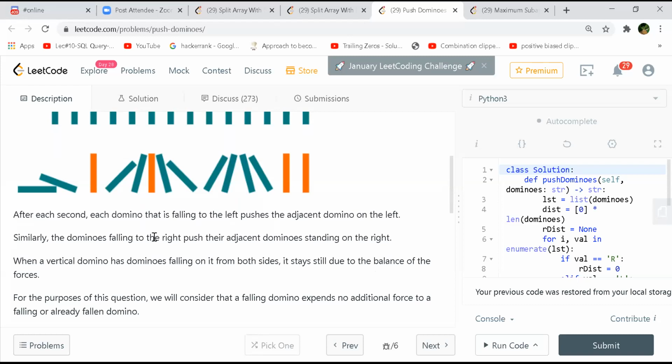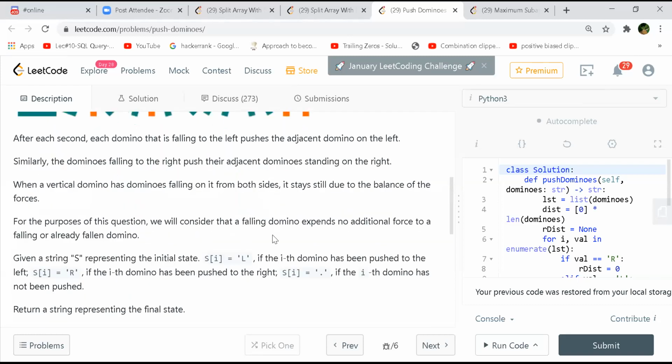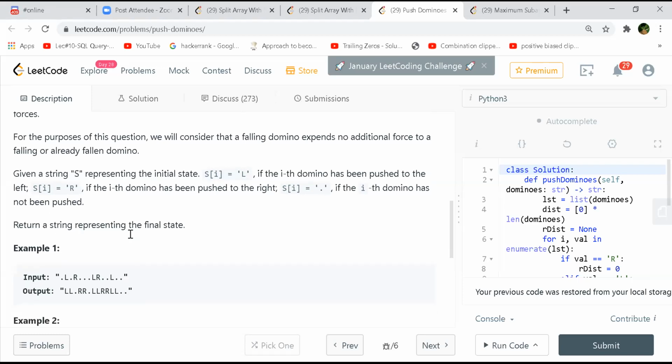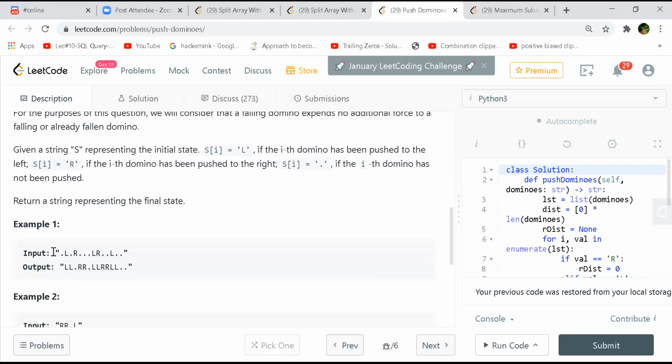For the purpose of this question, we consider that a falling domino expends no additional force on a falling or already fallen domino. Now we are given a string S, where S of i is L if it has been pushed towards the left, R if it has been pushed towards the right, and a dot if it has not been pushed, it is balanced. We have to return a string with the final state given this initial state.